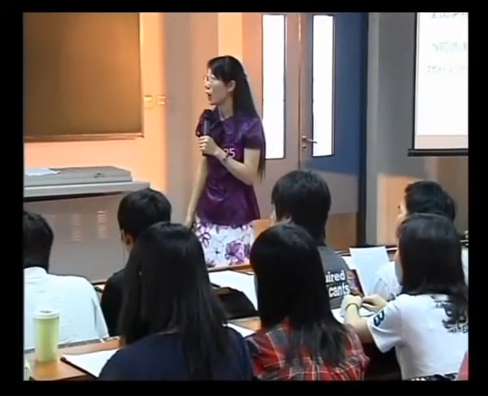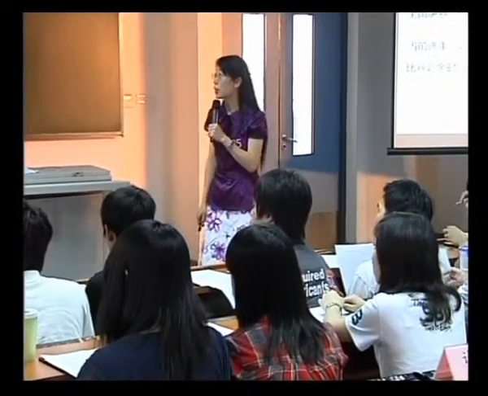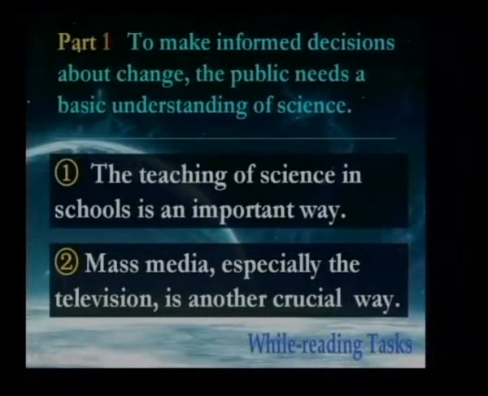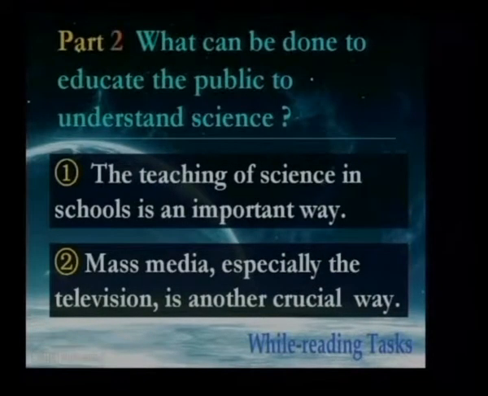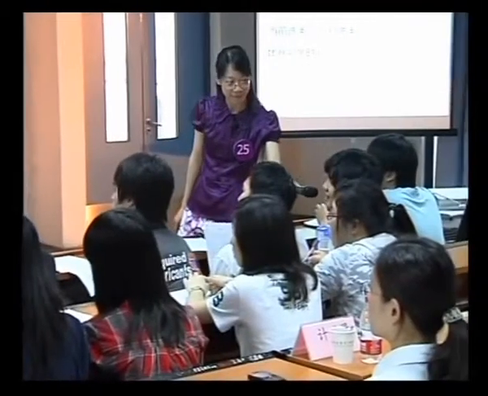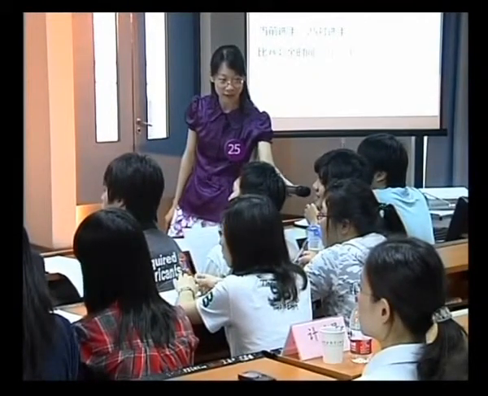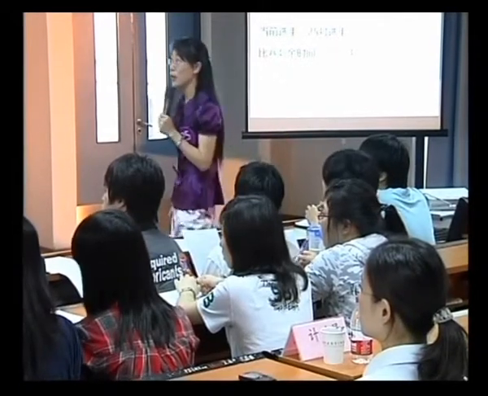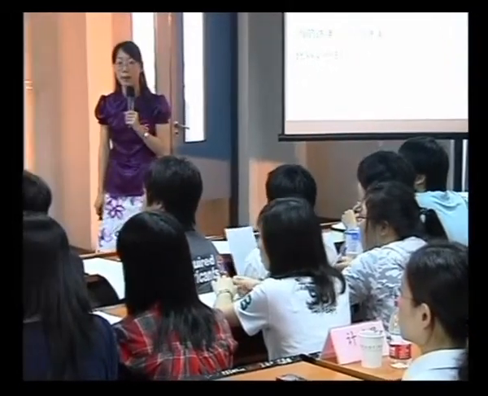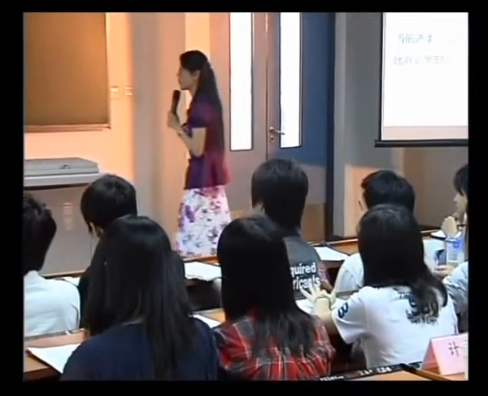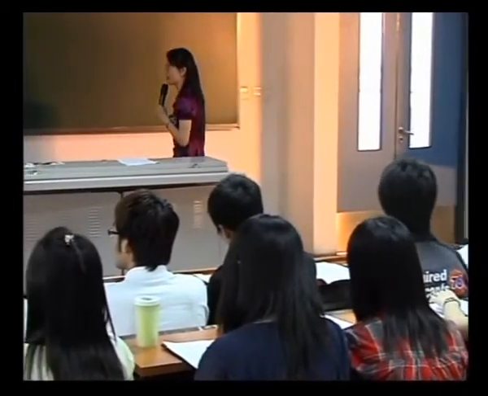Let's see. Part one: to make informed decisions about change, the public needs a basic understanding of science. Yes or no? Okay, let's move on to part two: what can be done to educate the public to understand science? Yes or no? Yes? So these two points should belong to part two, to give solutions, to show what can be done to educate the public to understand science, okay?